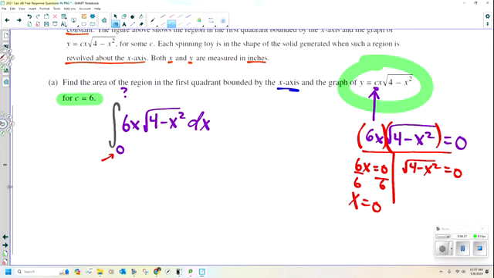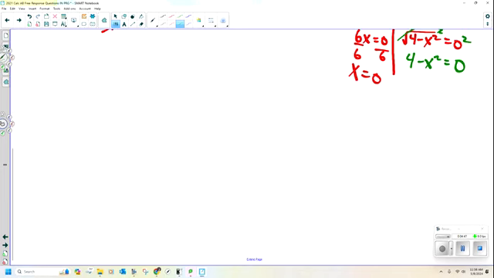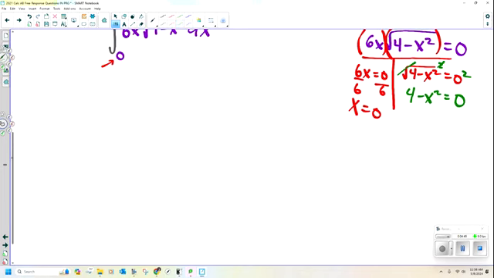Well, if I want, I could just square both sides. Get rid of the square root. That's still 4 minus x squared equals 0. And I mean, if you don't know this by now, it should be obvious the answer is 2, but if you want to finish this off, let's go ahead and finish this off. We're just going to add x squared to both sides. 4 equals x squared.